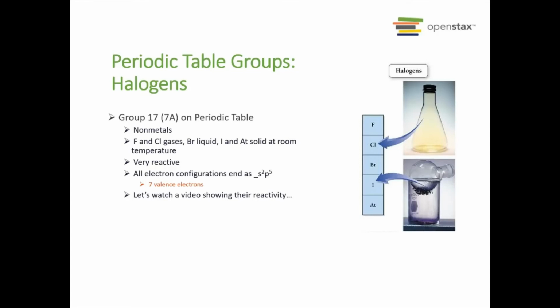Alright, I don't have any videos for groups 15 and 16, but group 17 or 7A on the periodic table, these are our halogens. So let's talk about them a little bit more. They are nonmetals. Now, fluorine and chlorine are gases, bromine is a liquid, and iodine and astatine are solid at room temperature. These guys are super, super reactive. In fact, let's look at it. Most of my students like this video the best.